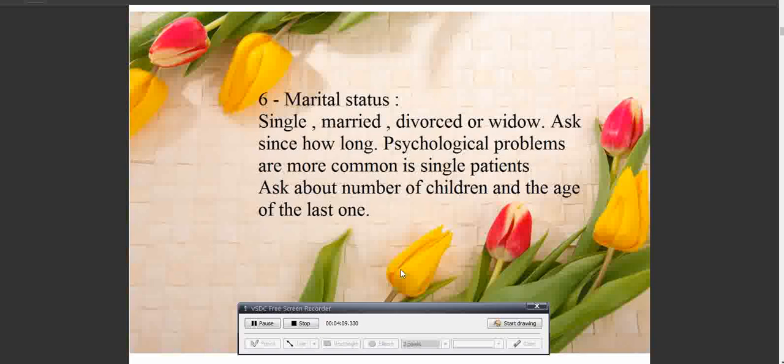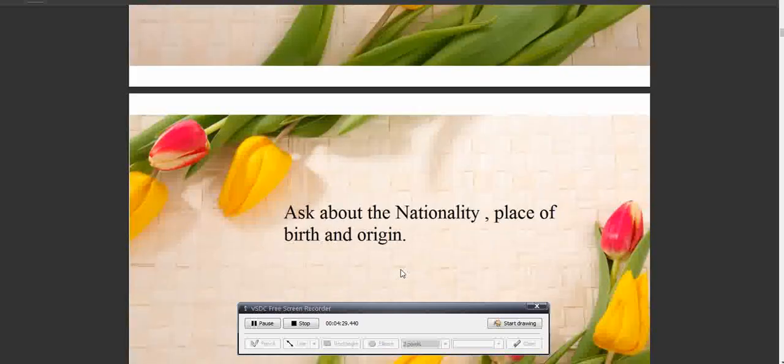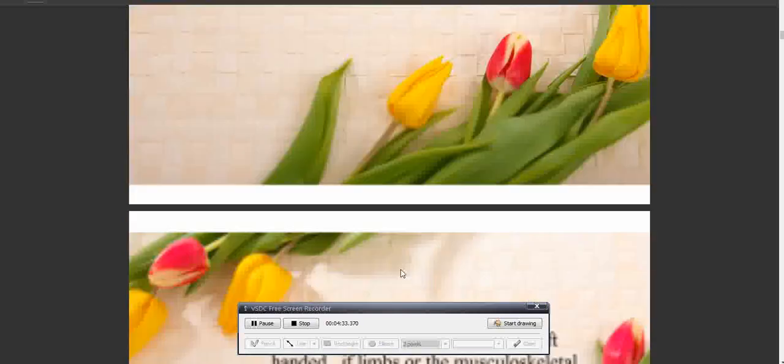This one is related to psychological problems. For instance, single patients who are breastfeeding, or single patients who are taking care of their siblings independently, tend to have a lot of psychological problems because of financial depression and all that. So ask about the number of children, the age of the last one too, so that you can know the status of the patient psychologically. Ask about the nationality, place of birth and origin as well.